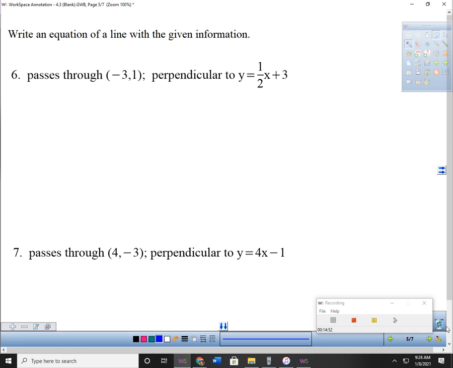Okay, now we're going to write an equation of the line with the given information. All right, they told us we're passing through this point. So I'm going to write that point down because I know I need the point. And then they said we are perpendicular to this. So tell me, what is the slope of this line?